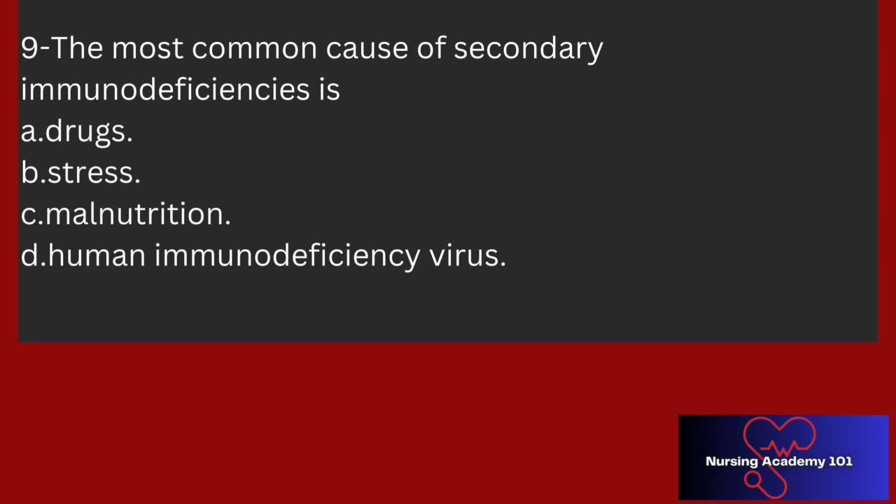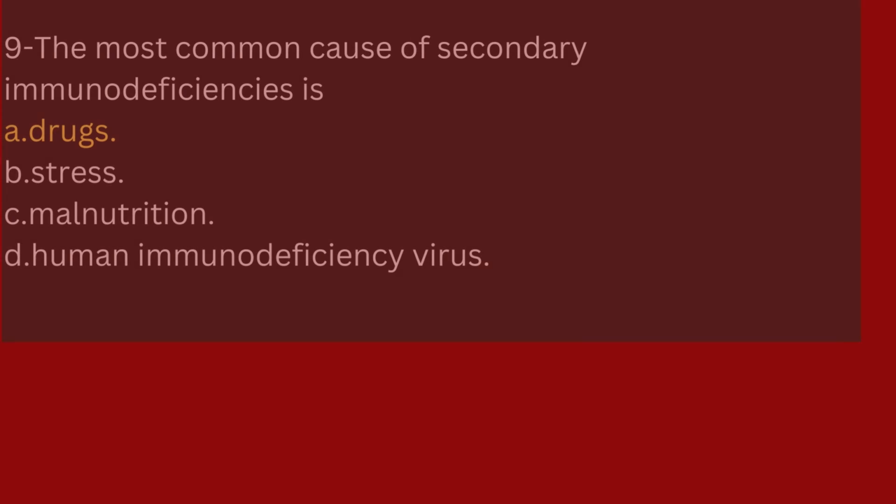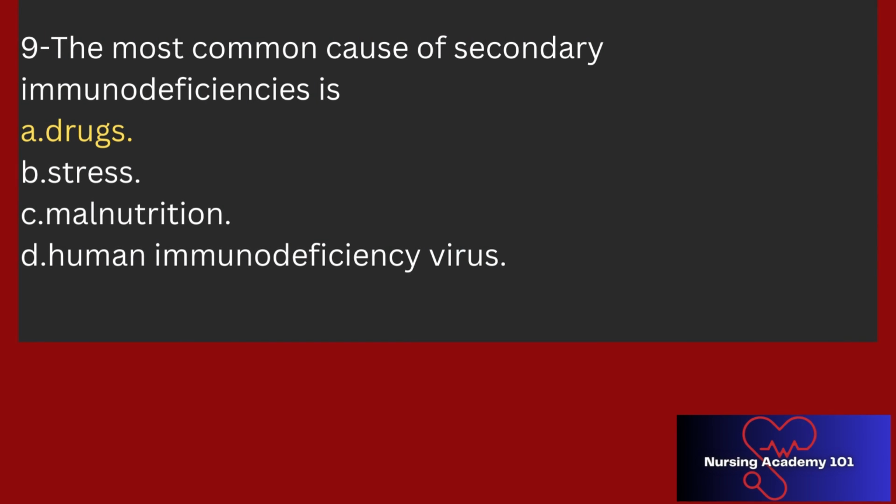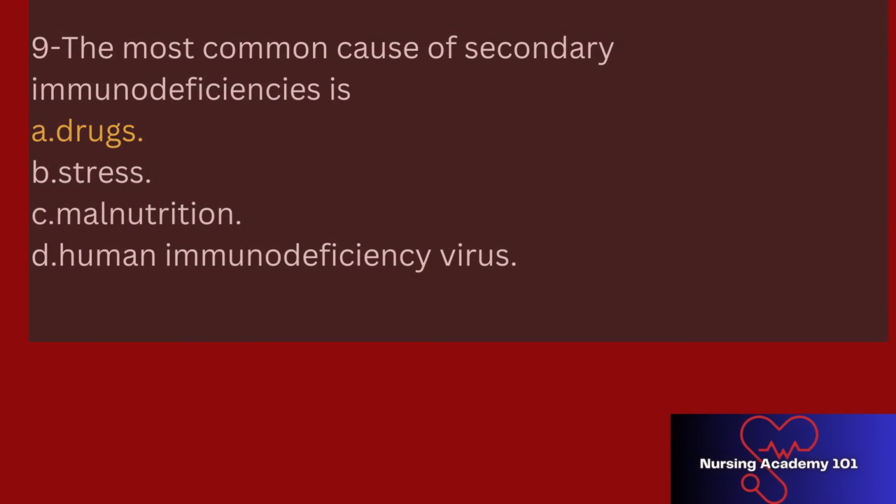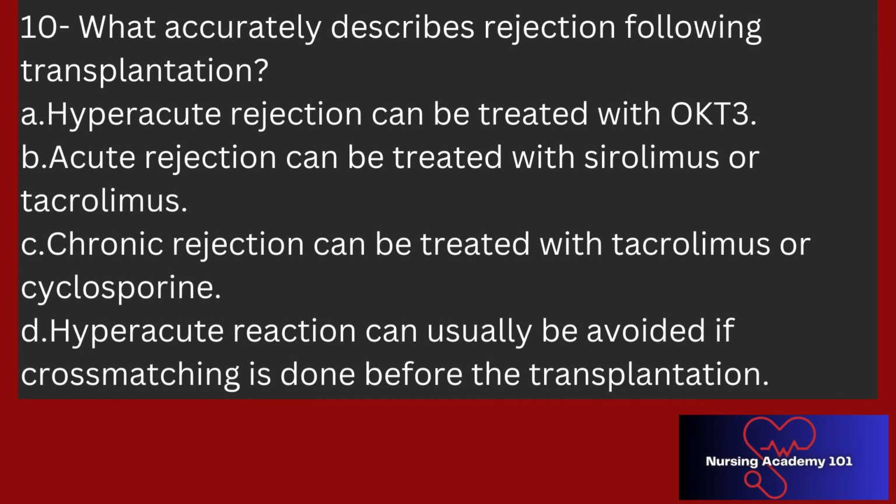Question number 9. The most common cause of secondary immunodeficiency is: A. Drugs, B. Stress, C. Malnutrition, D. Human immunodeficiency virus. The answer is A. Drugs. Question number 10. What accurately describes rejection following transplantation?